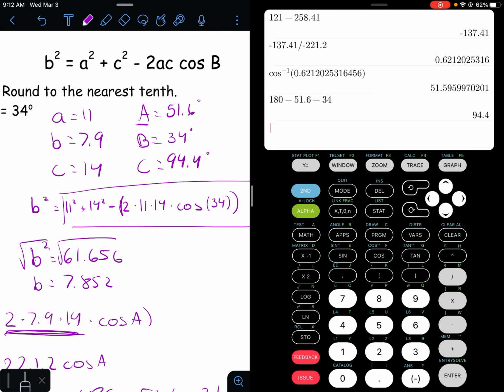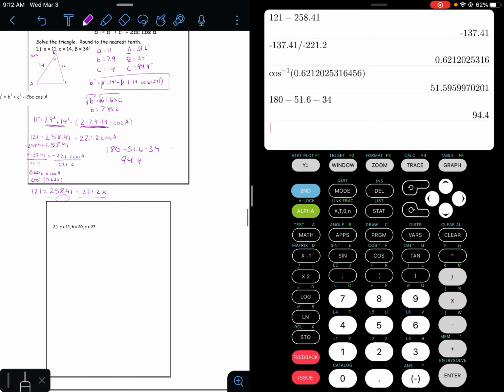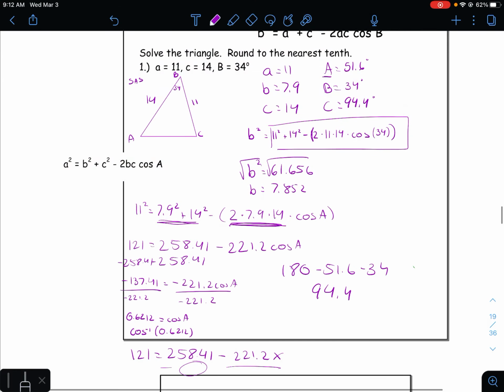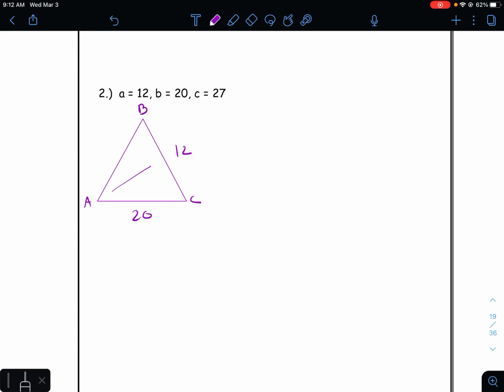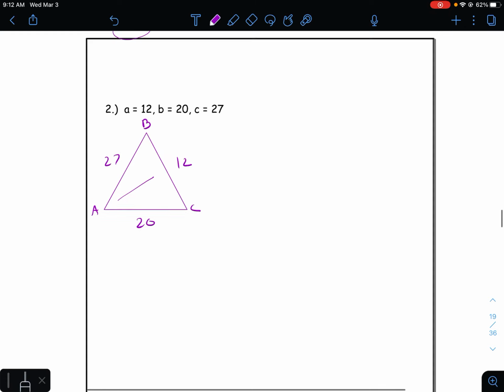Very nice. So now let's go ahead and try the next one. Let's draw our triangle out. We can label it A, B, C. So our side A, which is going to be the side opposite A, is 12. Side opposite B is 20, and the side opposite C is 27. Well, I guess that's just going to stay in there. So let's go ahead now and solve this.